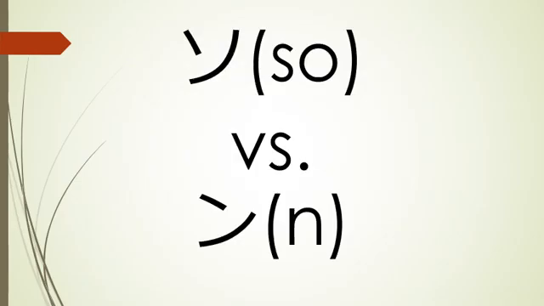Now, if you remember back several lessons, you may have noticed that so and n look very similar in the way that they're written. So I'm just going to give you a little bit of information on how to tell these two apart. Besides shi and tsu, these were the other two katakana that gave me some trouble when I was first learning them.